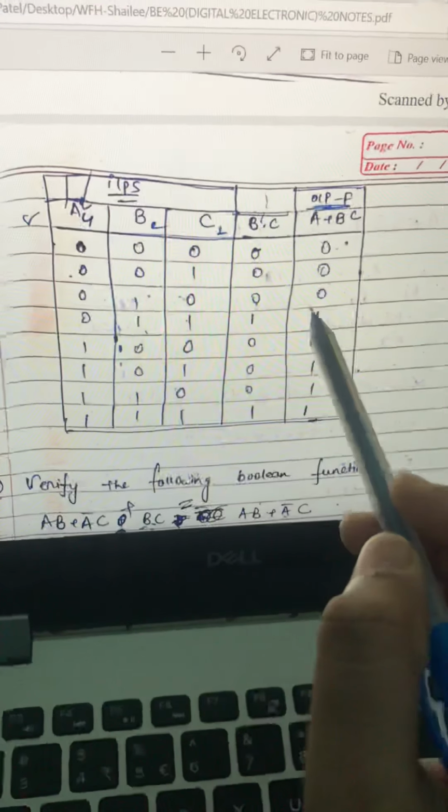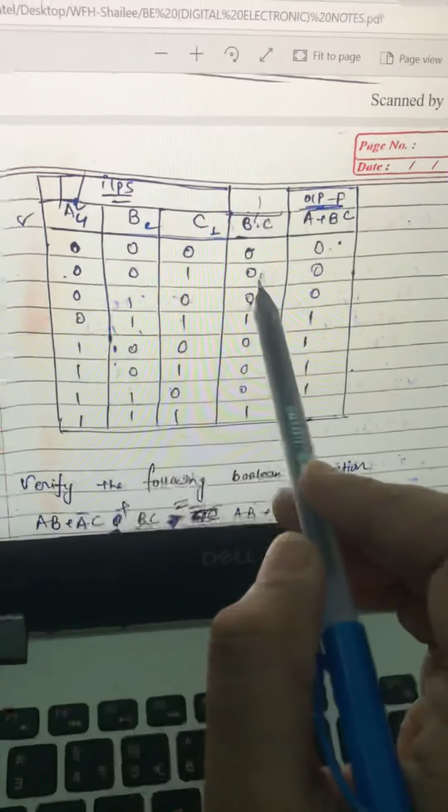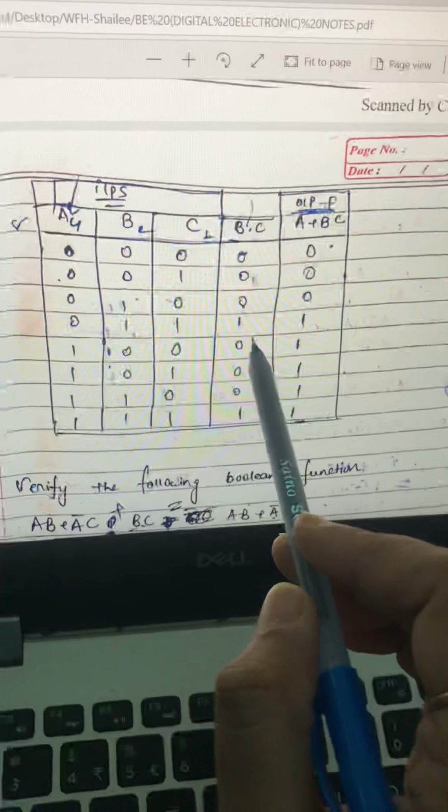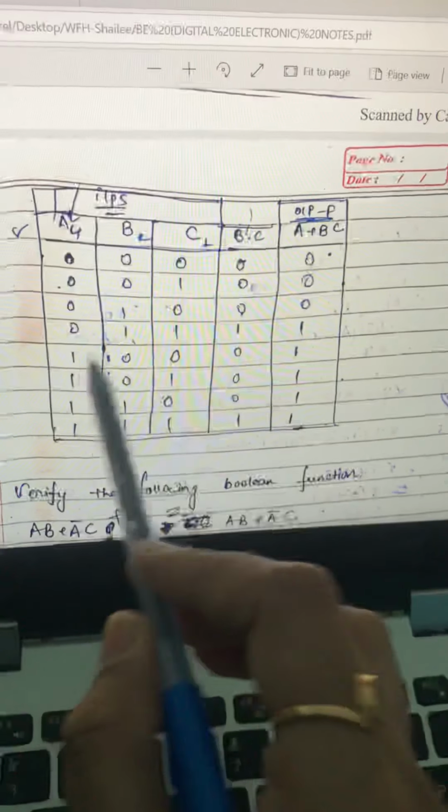Now you need to do the ORing with A. ORing means 0 plus 0 is only 0, all others will be 1. So see these two columns, 1 plus 0 will be 1, 1 plus 0 will be 1, and so on, 1 plus 1 will be 1. So in this way you can make any truth table using a Boolean expression, right?